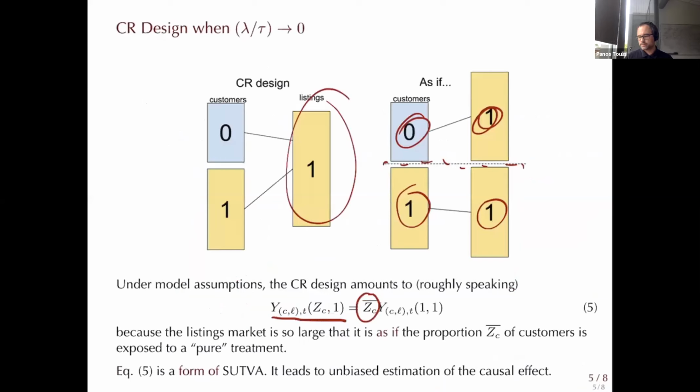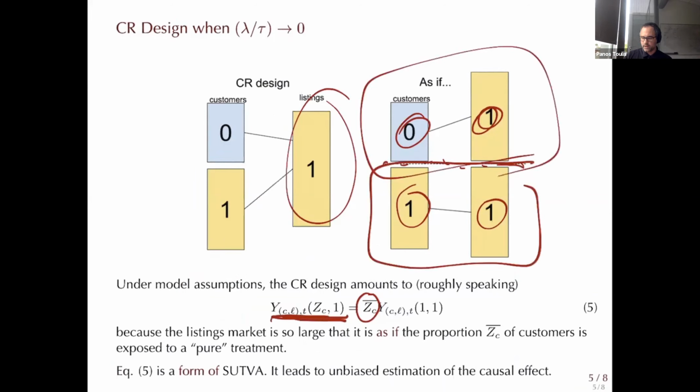Sorry. I was saying that by assuming that this lambda tau goes to 0, you basically separate this into two different economies. That's why you can get unbiased estimates. And if you want to write this in terms of potential outcomes, which I think is useful, your potential outcomes now separate into a component that's design-based, that's your design, the proportion of treated units, and then that part is your estimate.